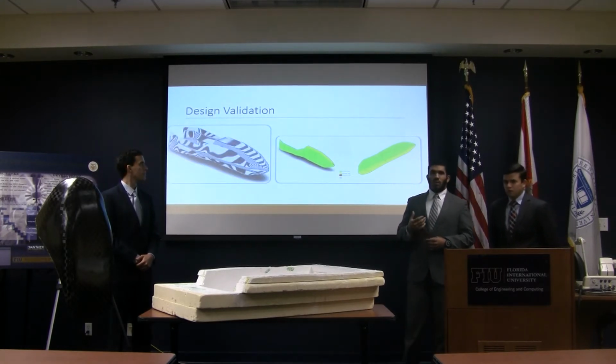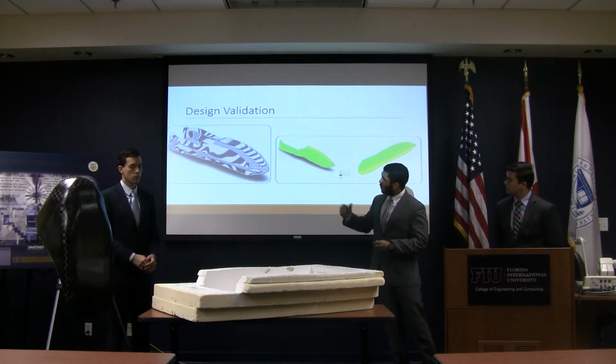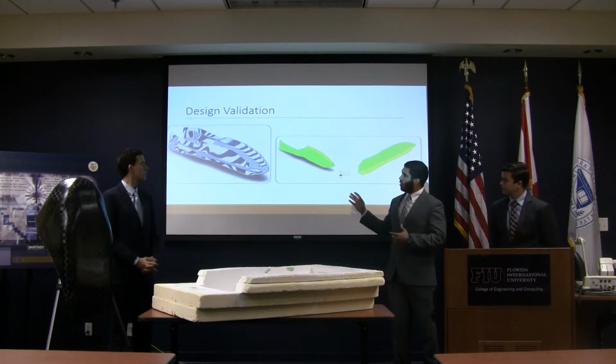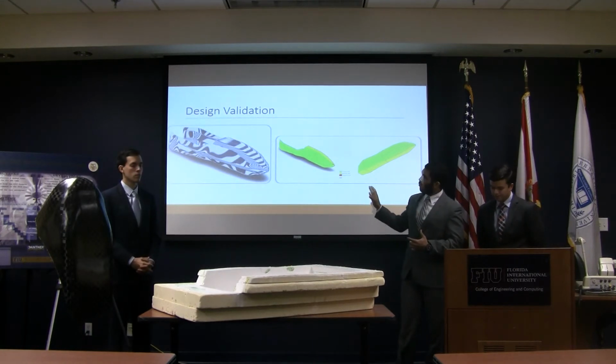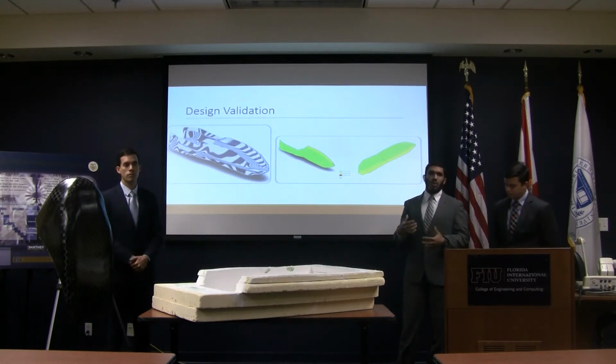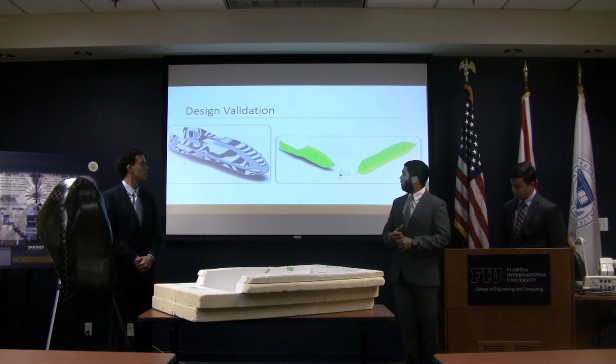We performed some design validation using our software. As you can see here with the zebra stripe visualization, we can make sure that we have smooth surfaces all the way through the car and make sure we're not creating any kinks where air might become stagnant.